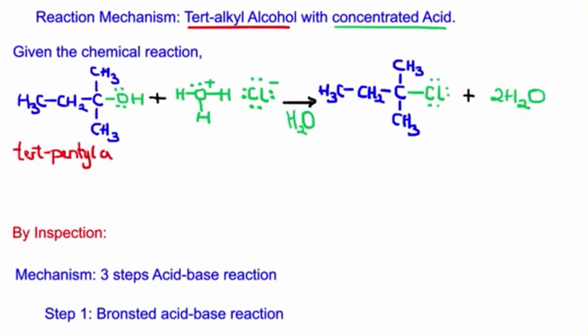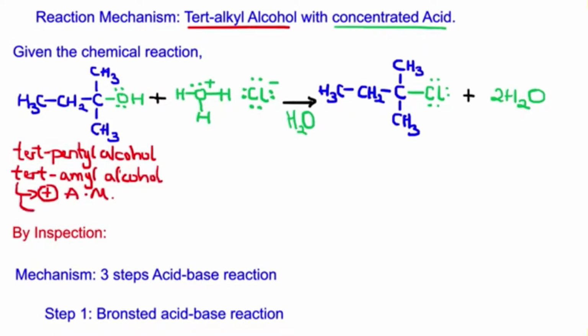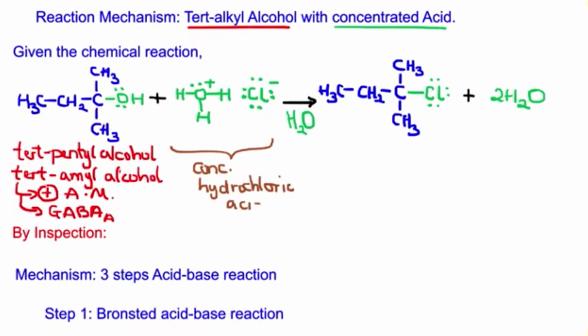This is actually known to be soluble in water, also known as tert-amyl alcohol, also abbreviated as TAA, which is a well known anesthetic, and it's also a positive allosteric modulator for GABA A receptors. Now, this, when subjected to a strong acid, usually hydrochloric acid, when that is in water, it forms hydronium ions and that of the chloride ion.